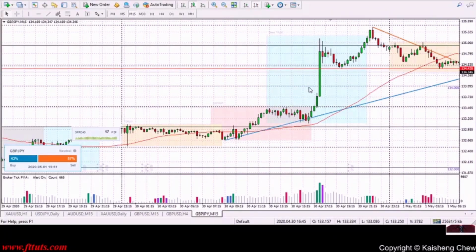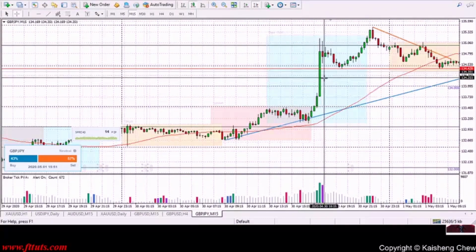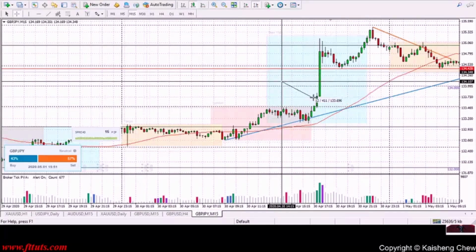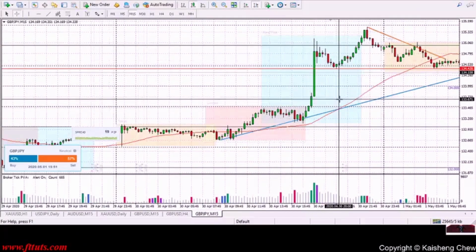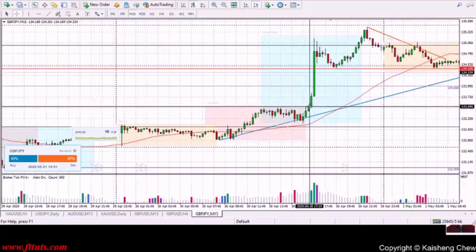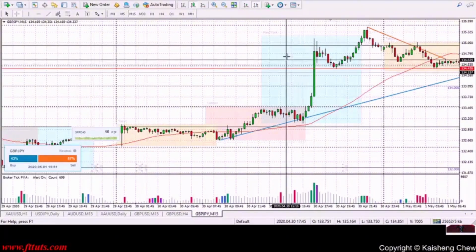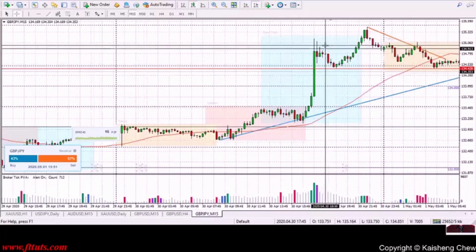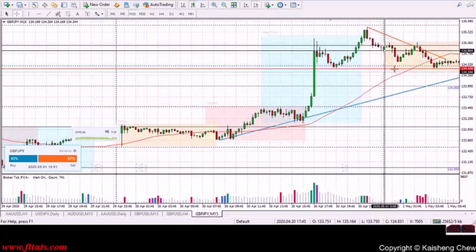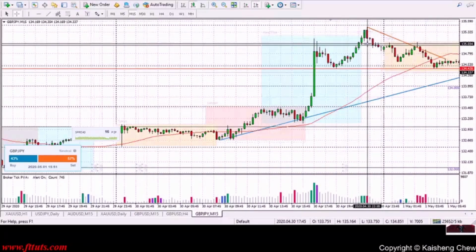The second group is the more advanced professional traders. They come in around here, the ones doing momentum trading. Then the last, the retail traders, only join here. But when they join here, it's usually too late already, because eventually the price is too high.